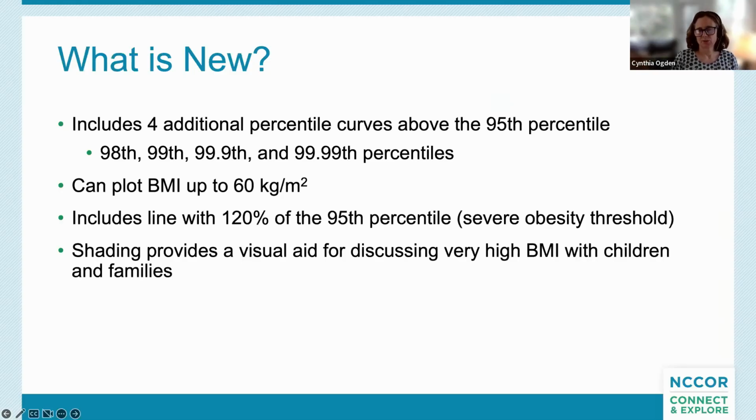These new charts include 4 additional percentile curves above the 95th percentile: the 98th, 99th, 99.9th, and 99.99th percentiles. And you can plot BMI up to 60. It also includes a line at 120% of the 95th percentile, the threshold for severe obesity. And there's shading that provides a visual tool for discussing very high BMI with children and families. Next slide, please.